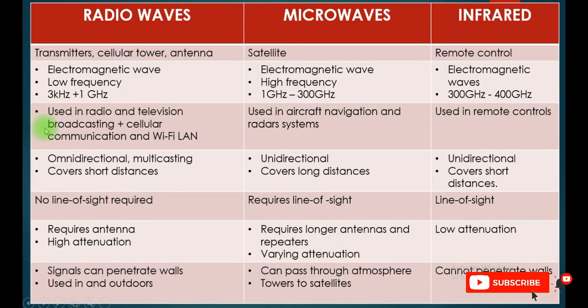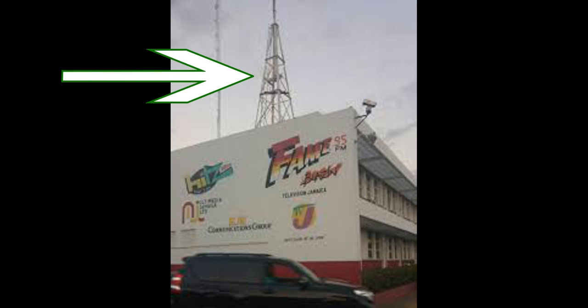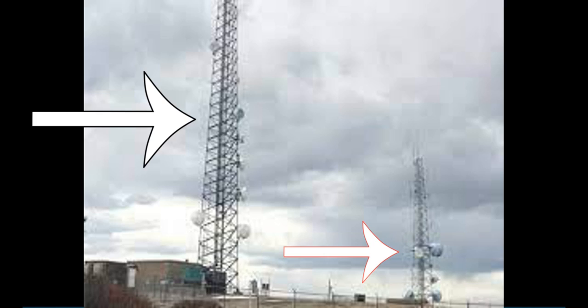So there are three: we have radio waves, we have microwaves, and we have infrared. Now, when we talk about radio waves, microwaves, and infrared, these are essentially the signals, or the form in which the data or information will be transmitted. What actually transmits radio waves would be transmitters, cell towers, antennas.